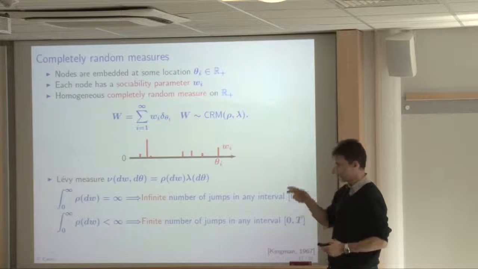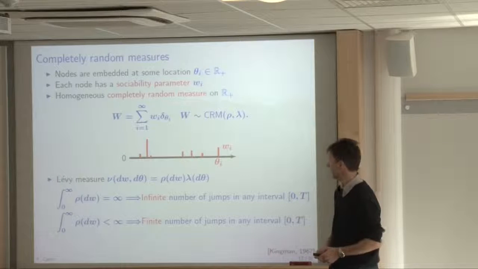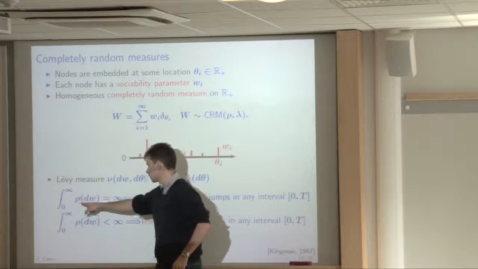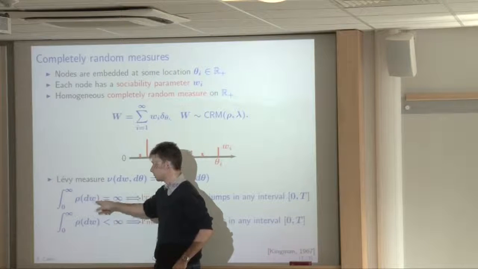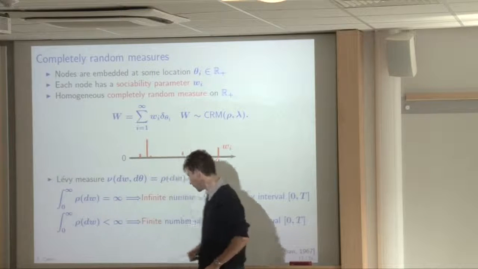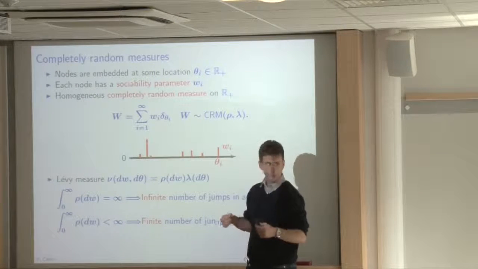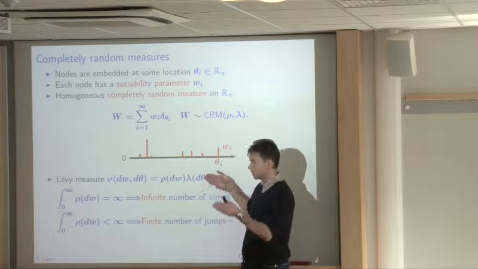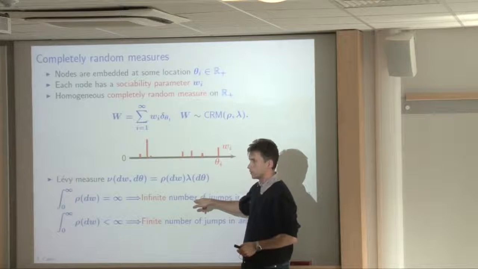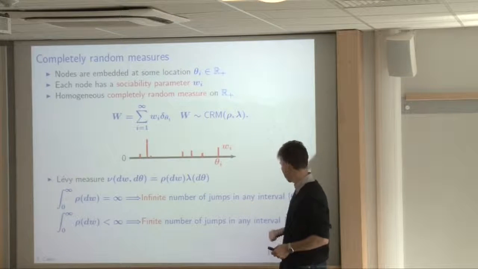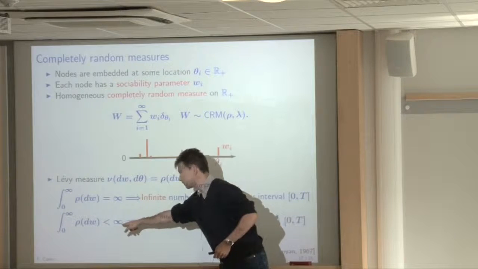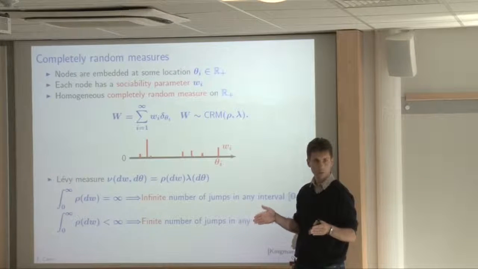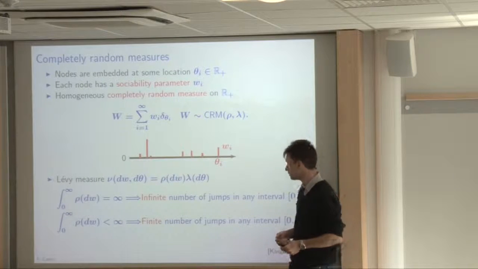And there are two important cases to distinguish. The first one is when the integral from 0 to infinity of rho of dw is infinite. Then we say it's an infinite activity completely random measure. So in any interval, you will have an infinite number of jumps. And if this is bounded, then you will have almost surely a finite number of jumps in any interval 0 to t.